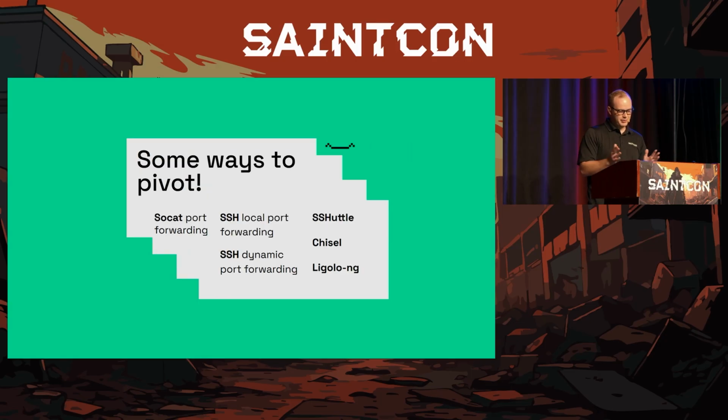Okay, so some ways to pivot. It goes from super simple to a little bit more in-depth and more accessible. You can use SOCAT to do some port forwarding, where you can access just one port from one internal machine. Potentially go into SSH local port forwarding, where you can access the same one port, but I think you can access more machines. Then SSH dynamic port forwarding, which is really beneficial to access all the ports on a single machine.